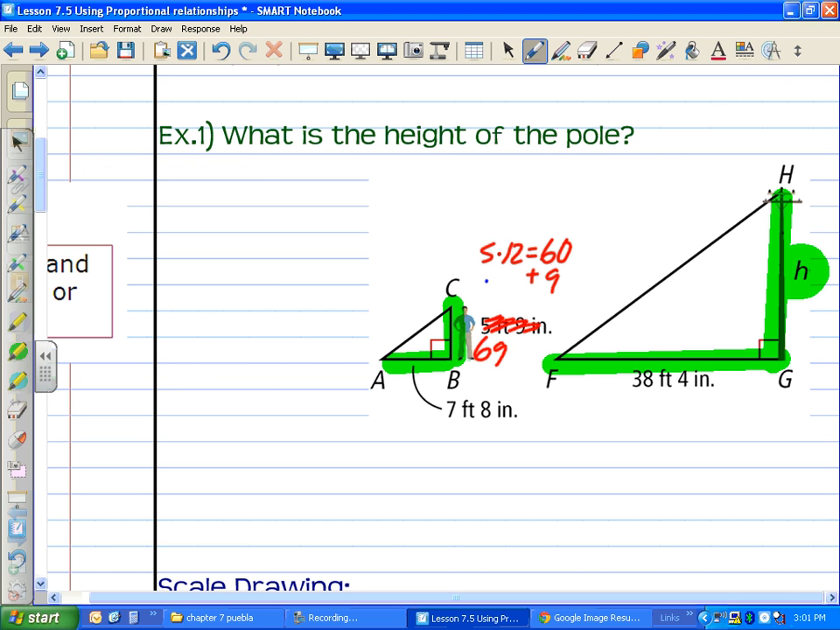How about 7 feet 8 inches? Well, let's see. 7 times 12. What's that? 84 plus 8. So I have 92 right here. Let me just delete all this other stuff that I don't really need. And over here, 38 feet. That's pretty long. 38 feet times 12. That's 456 plus 4. So I'm looking at 460.